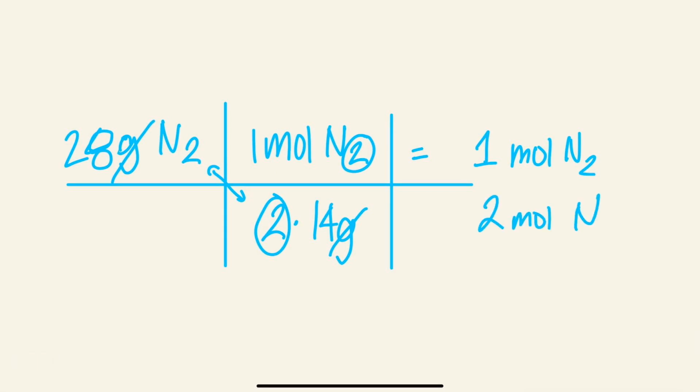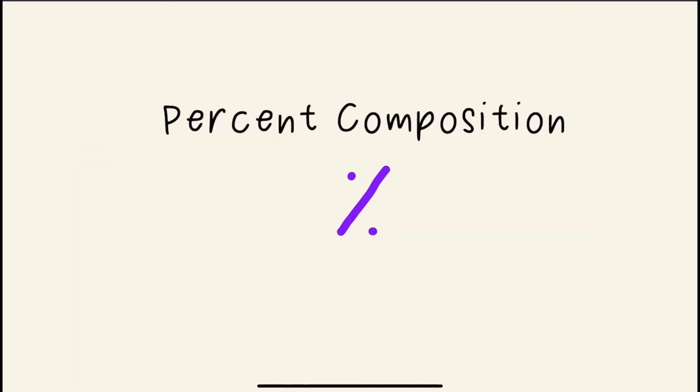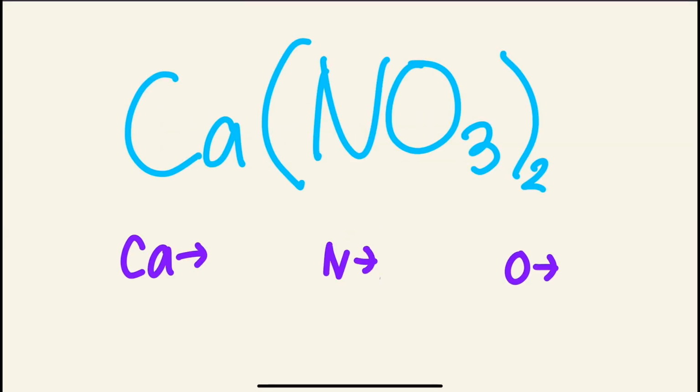Using this information, we should be able to calculate things such as percent composition in a compound, empirical formulas, and molecular formulas. So let's get into percent composition. Before we do that, let's get the basics down. This is calcium nitrate. We should be able to count how many atoms of each element there are in this compound.